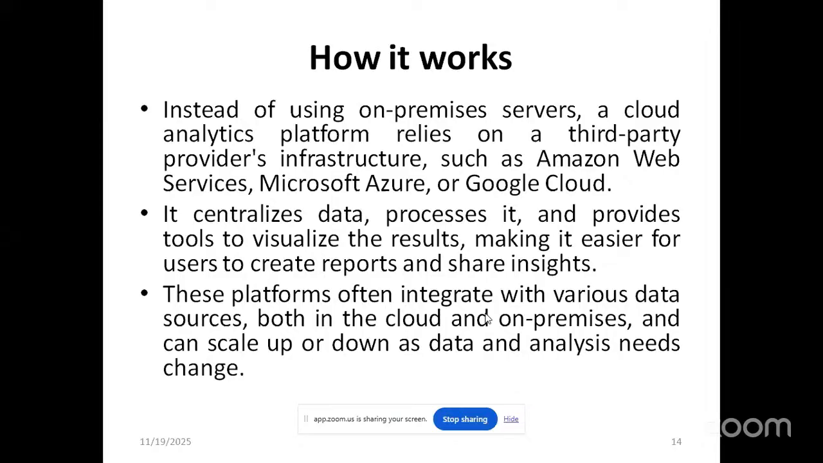After you purchase the servers, it centralizes the data, processes it and provides tools to visualize the results. This makes it easier for users to create reports and share insights from the data. These platforms often integrate various data sources, both cloud and on-premise, and they can scale up or down as data analysis needs change.